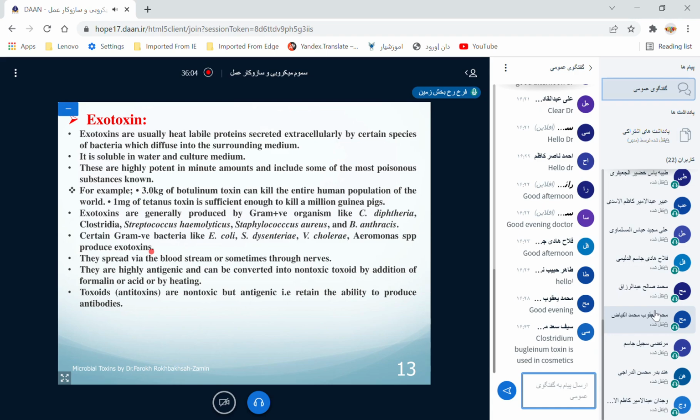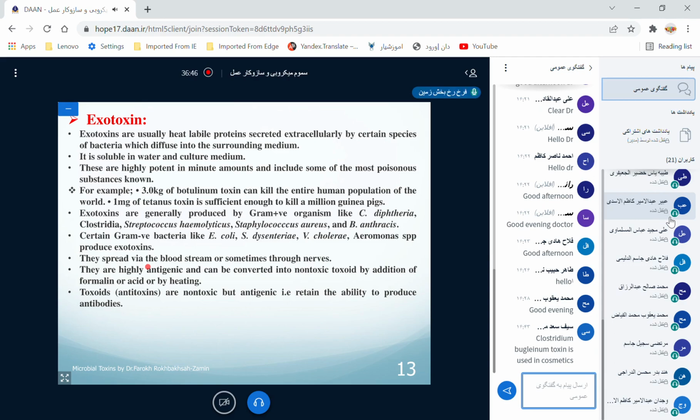Later on, I will write which microbes can produce exotoxins, and one by one we will explain their mechanisms of action. They spread via the bloodstream or sometimes through nerves. So when a toxin can reach the blood or nervous system and spread in the body, it is not good.